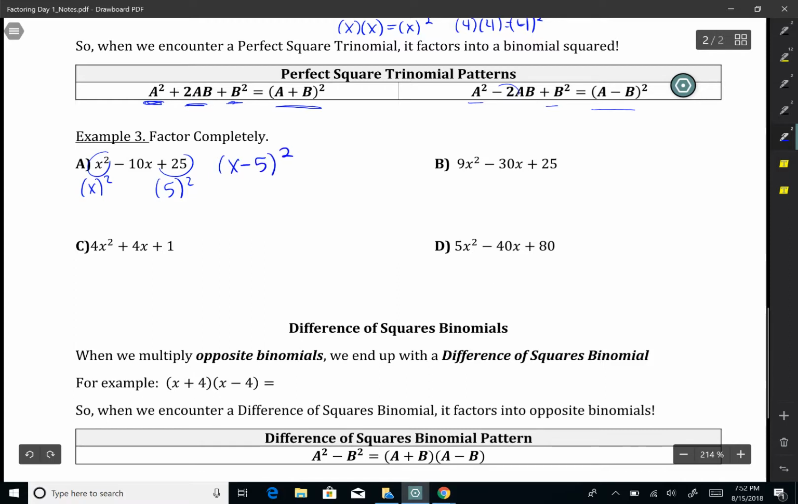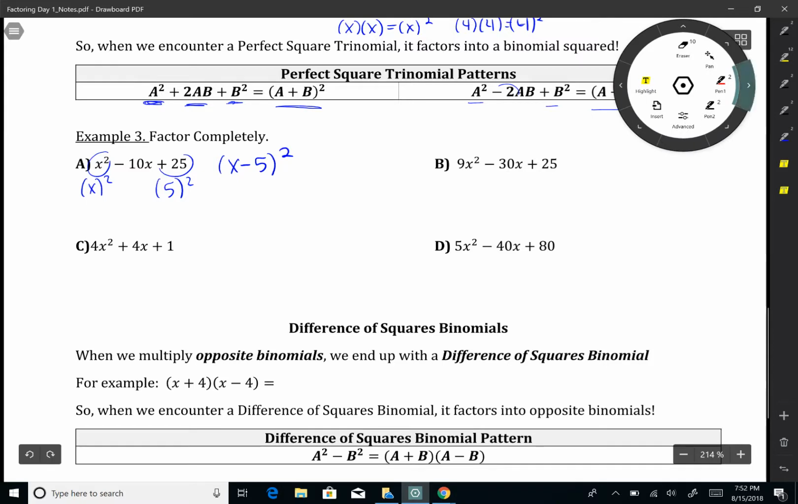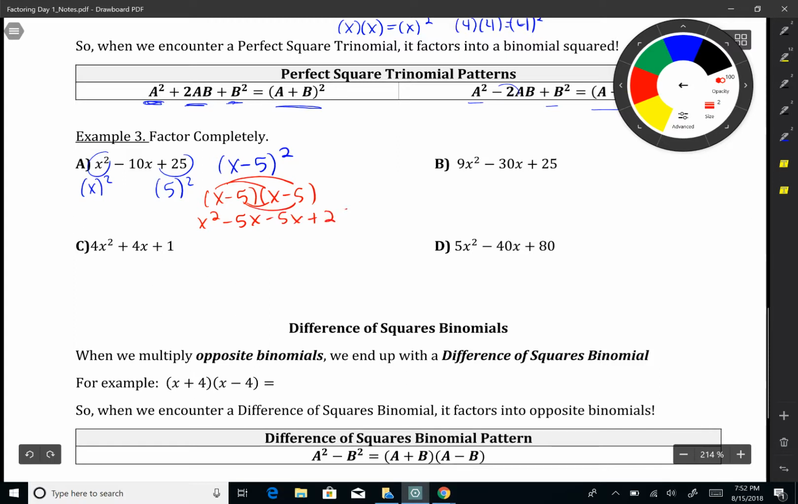And you can always check your work. I'm going to do that in a different color. If I square this factor x minus 5, that's going to be x squared minus 5x. Bump, bump. Then a negative 5x. Negative 5 times negative 5 is a positive 25. And what do you know? A negative 5x plus a negative 5x does give me a negative 10x. So I have correctly factored that perfect square trinomial.